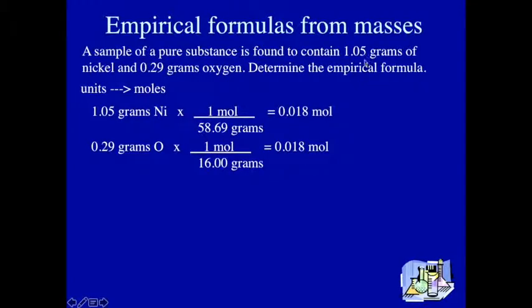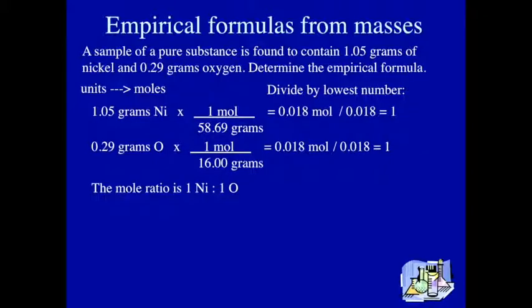Again, this is another very simple problem. I just wanted you to be familiar with the idea that in this case, the grams do not need to be changed into percentages. Again, I'm going to divide by the lowest number. In this case, both are the lowest number. So I get 1 to 1. This is my 1 to 1 ratio, which means the chemical formula is nickel 2 oxide, very similar to iron 2 oxide. But remember, what does this actually mean?